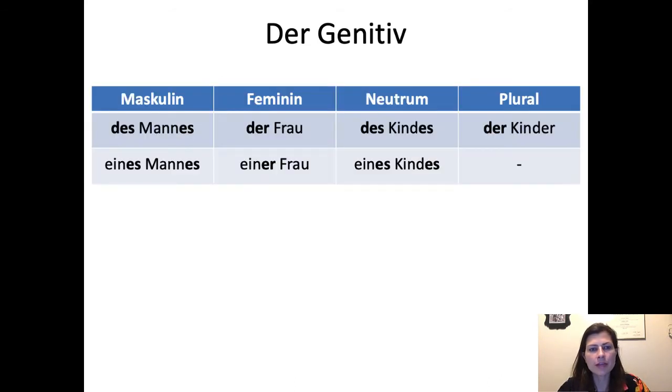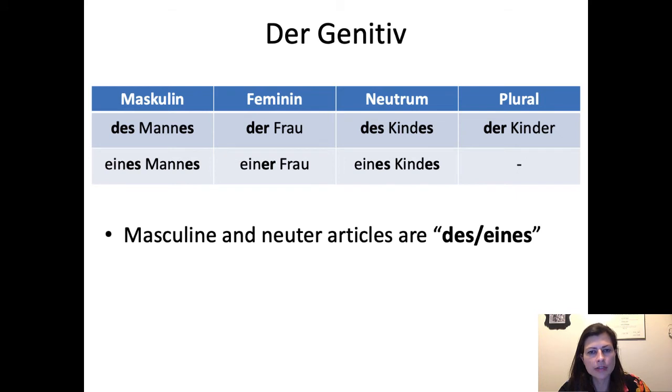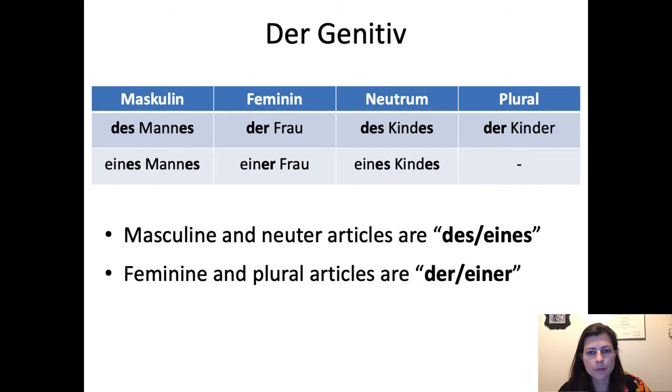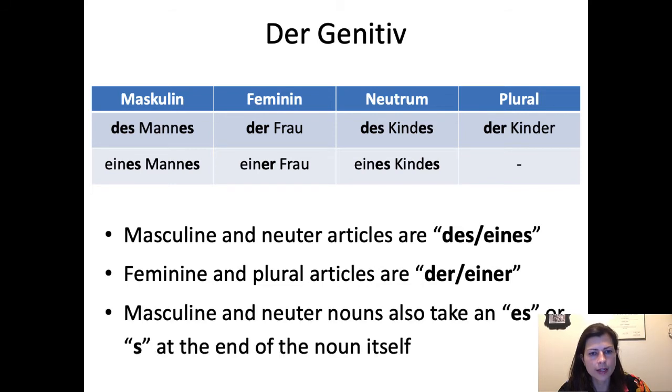So how do we make the genitive? We have des Mannes and der Frau and des Kindes and der Kinder for the definite articles. Then we have eines Mannes, einer Frau, and eines Kindes for the indefinite, and then plural, you can't do an indefinite article. So masculine and neuter articles are des or eines. Feminine and plural articles for genitive are der and einer. And then for masculine and neuter, they also take an es or an s at the end of the noun itself.